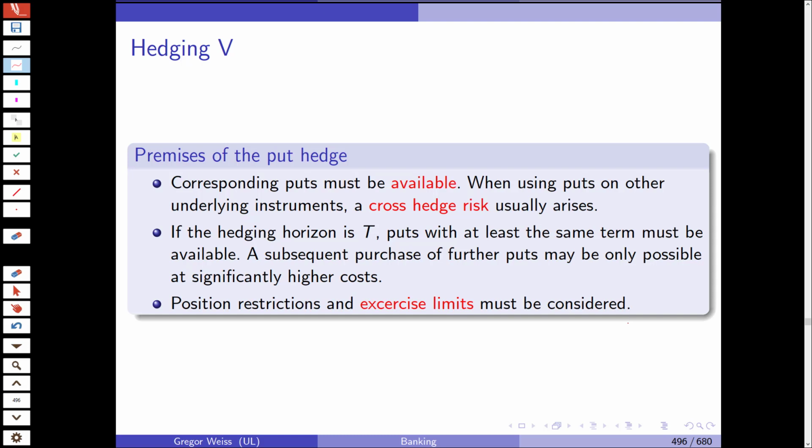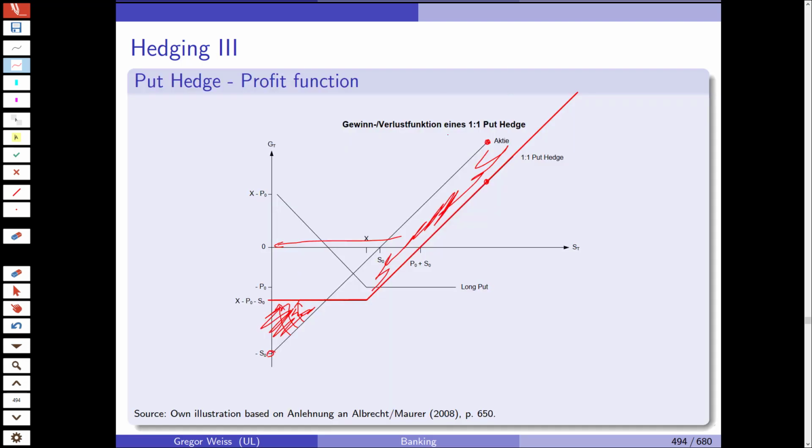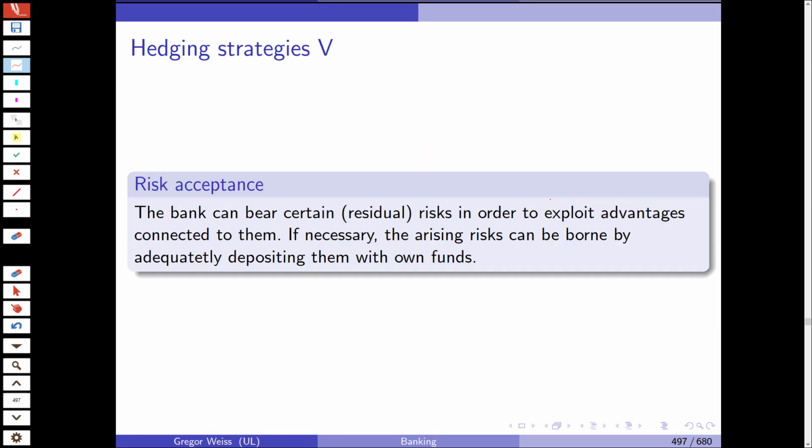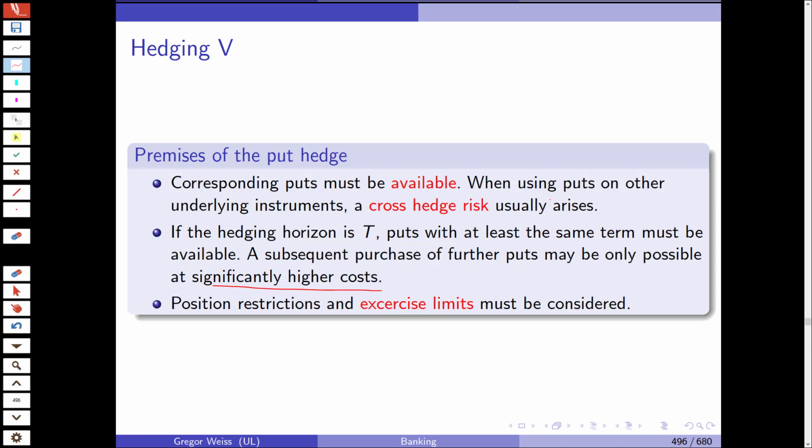If the hedging horizon is T, puts with at least the same term must be available, and subsequent purchase of further puts may only be possible at a significantly higher cost. So if, for example, you have a put that is available until T, you're fine. Otherwise, you have to buy another option in between, and then obviously this effect would be somewhere here. So you have a higher cost of, say, 2P0, and this line also moves further to the right. Okay. And also, this is theoretical.